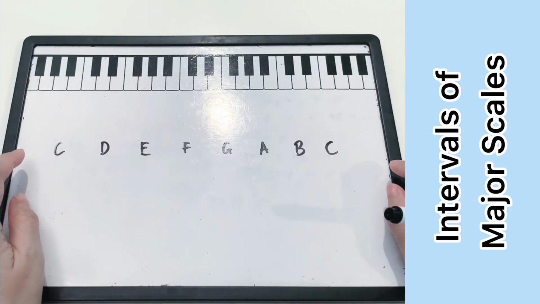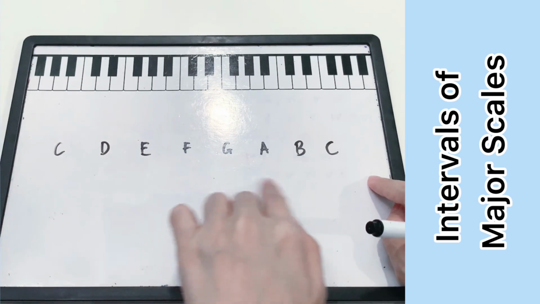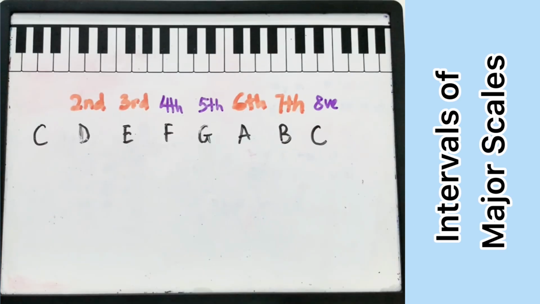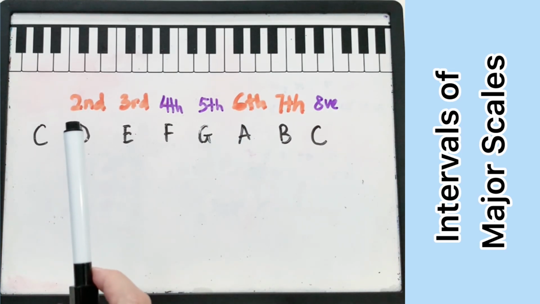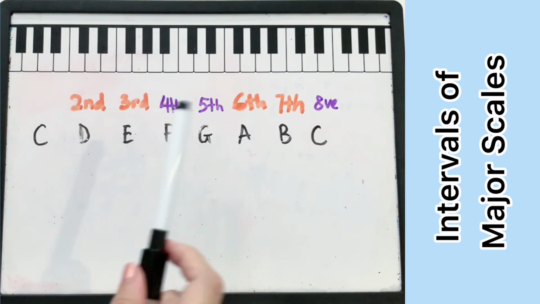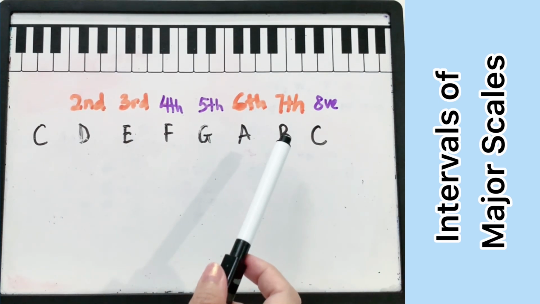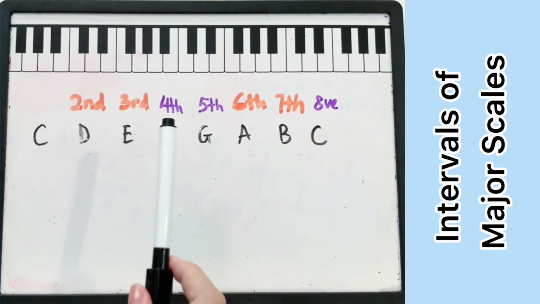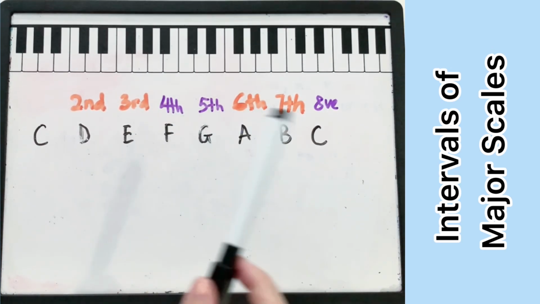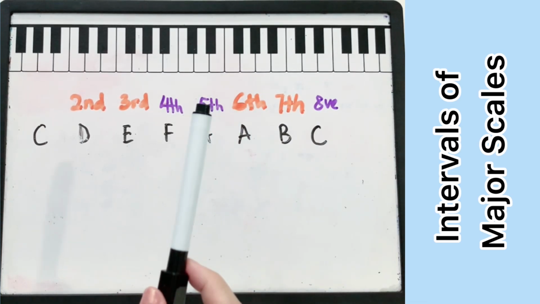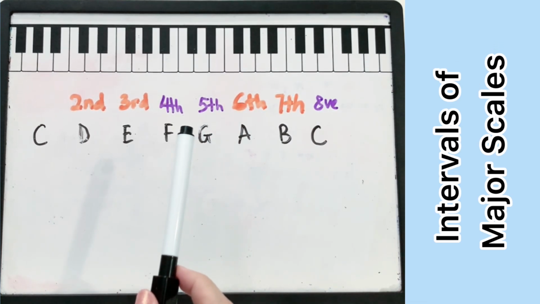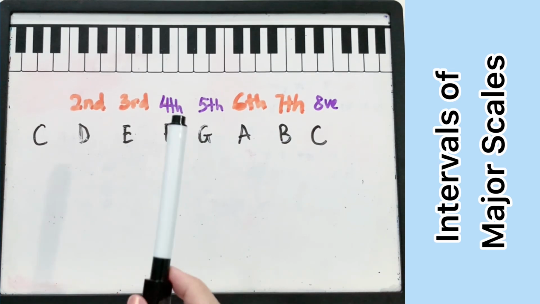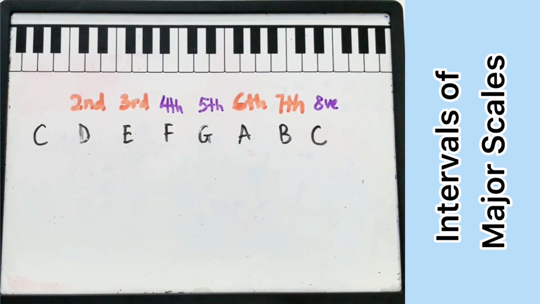What exactly are the intervals that can be derived from these major scales? These are the intervals for all major scales, alright? As we can see here, we have 2nd, 3rd, 6th, and 7th in orange ink, which are the major intervals in all major keys, alright? Next, we have 4th, 5th, and octave, which are the perfect intervals in all major keys. So as long as you got that straight, we can move on to another example.